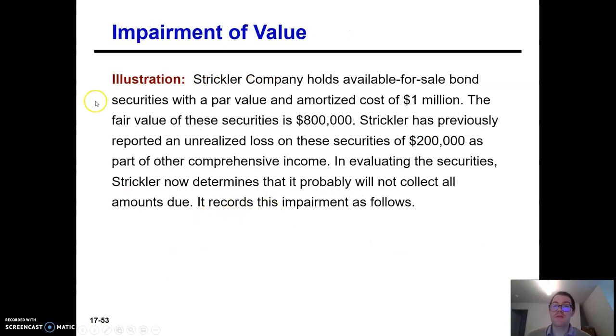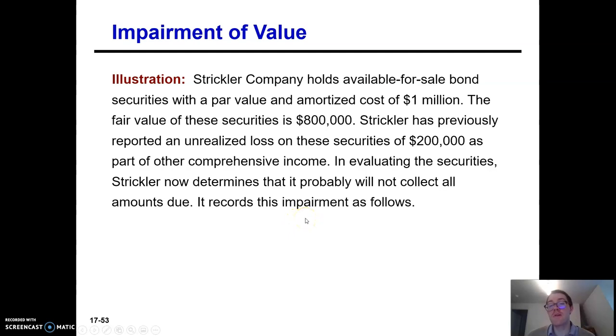Let's have a look. Strickler Company has available for sale bond securities with a par value and cost of $1 million. The fair value is $800,000. Strickler has previously reported an unrealized loss of $200,000 as part of other comprehensive income. However, in evaluating the securities, Strickler now determines that it will probably not collect all the amounts due on these bonds. So now we have an impairment that is other than temporary.